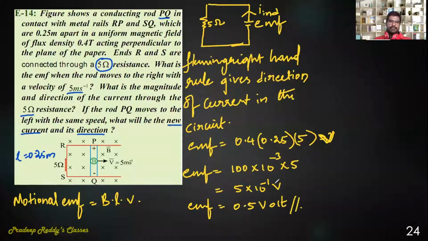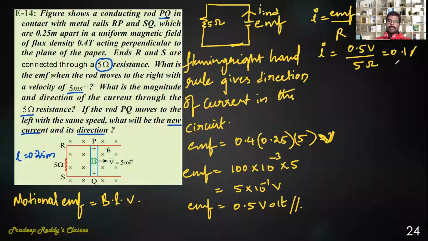This is voltage produced. Now I want to calculate current induced in the circuit. So induced current I will be equal to EMF divided by resistance R. I will be equal to 0.5 volt divided by resistance of the circuit, which is 5 ohm. This is 0.1 ampere. Current in the circuit is 0.1 ampere. So magnitude and direction of current has been calculated in this resistor.